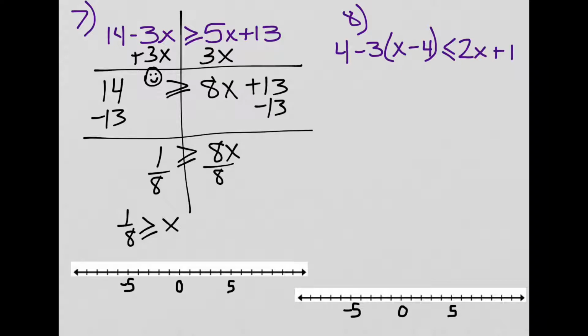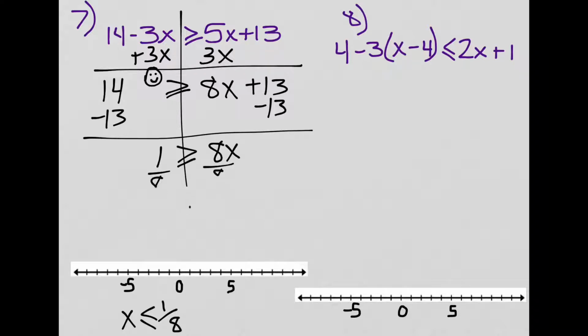Okay, we don't usually like to have it with the variable on the right-hand side. It makes it a little bit weird for our brains to think about. So if you switch that around and read it from left to right, it would say x is less than or equal to 1/8.